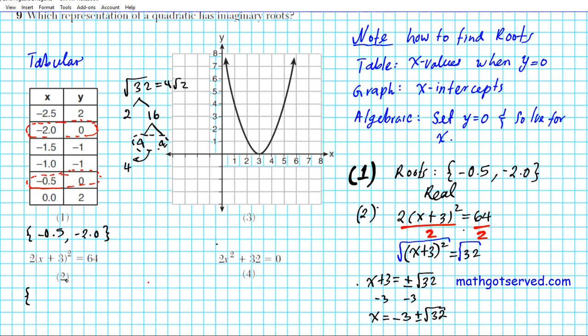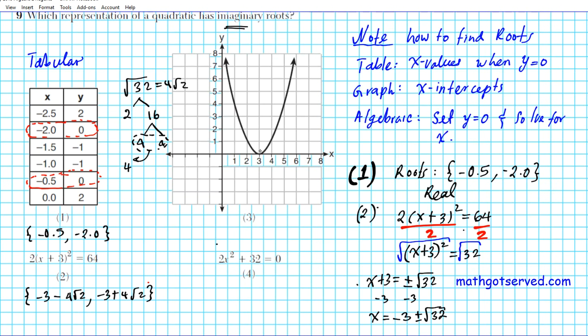So the roots for option 2 are negative 3 plus, let's do the minus first, minus 4 root 2 and negative 3 plus 4 root 2, in simplified form. The reason why I broke it down all the way is to help you see that there are no imaginary components here. Okay, for option 3, we have a graph, so we're looking for the x-intercept.